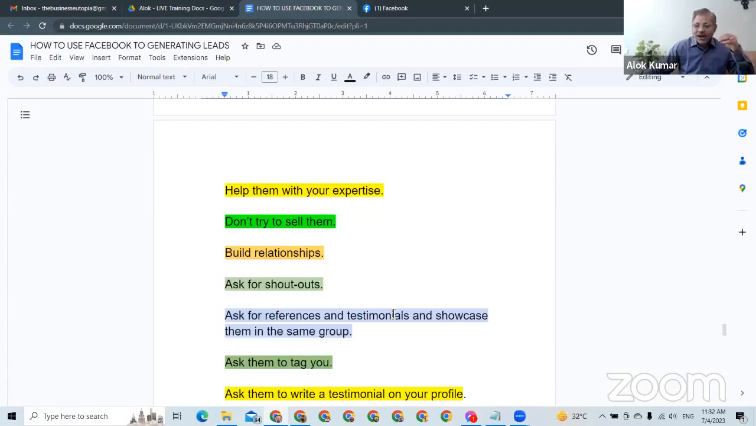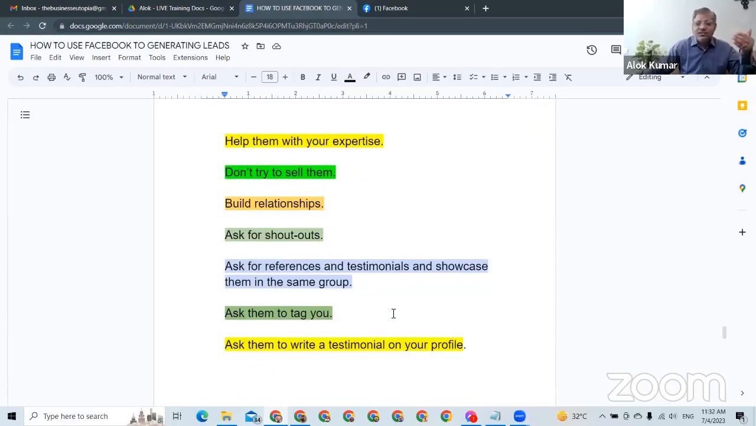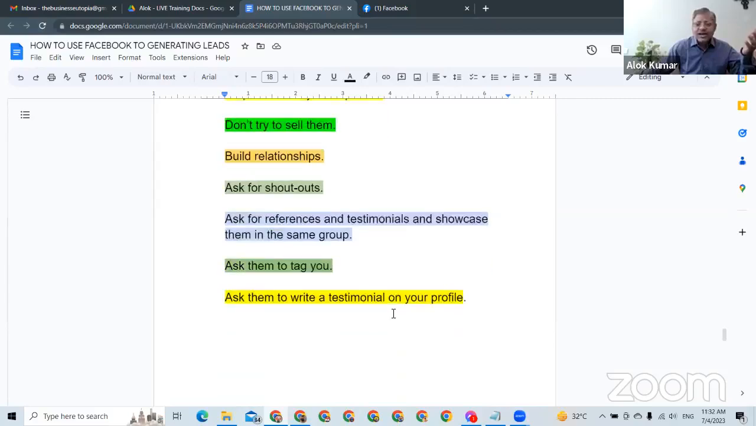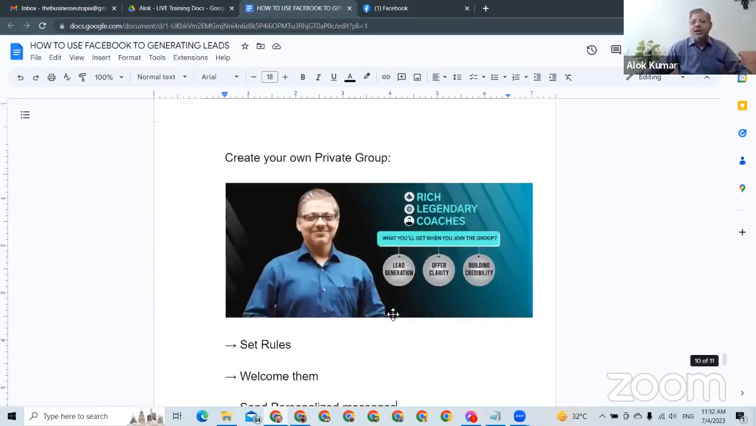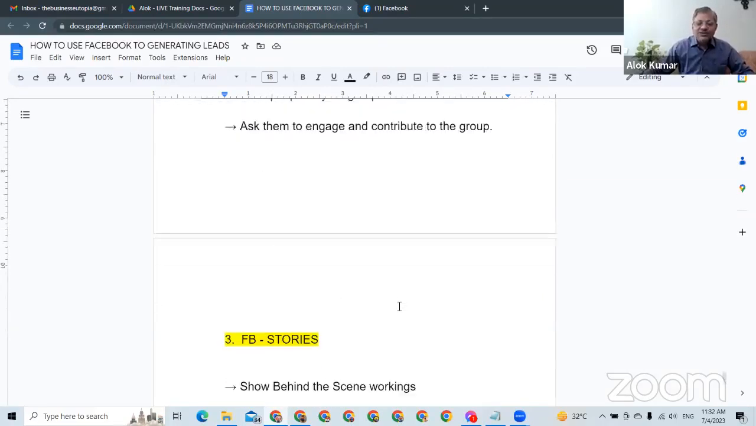And against the help which you do, get a shout out from them, get reference testimonials, ask them to tag you and write a testimonial. This is what is going to build your credibility again in that particular group, where people will be thinking and understanding you as a go-getter person to take help from, right? So this is the second duck which I was talking about.